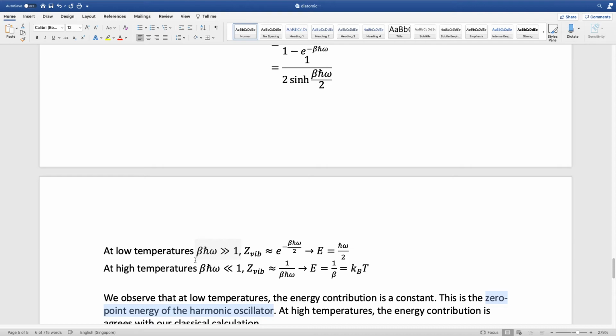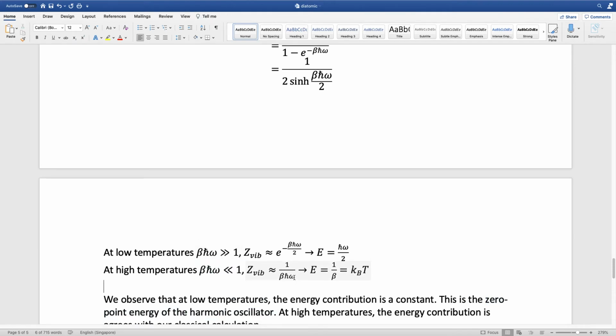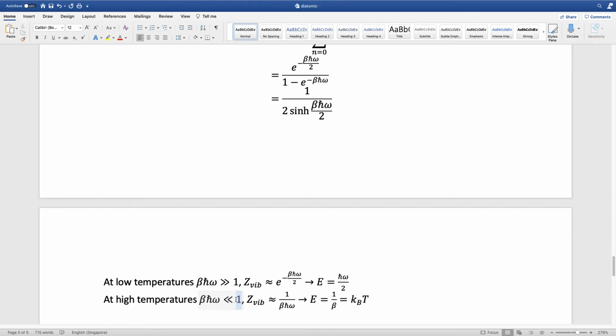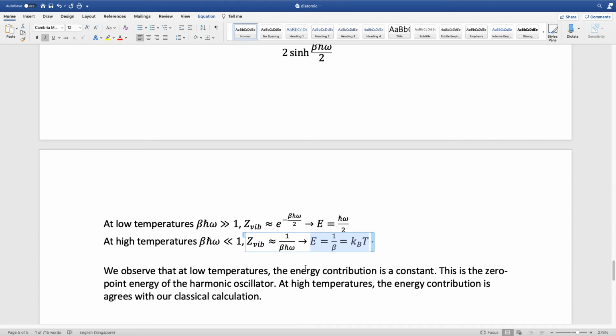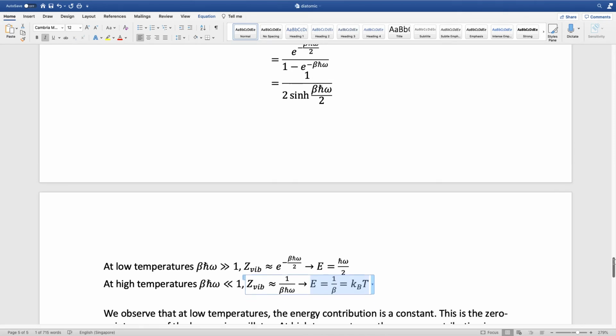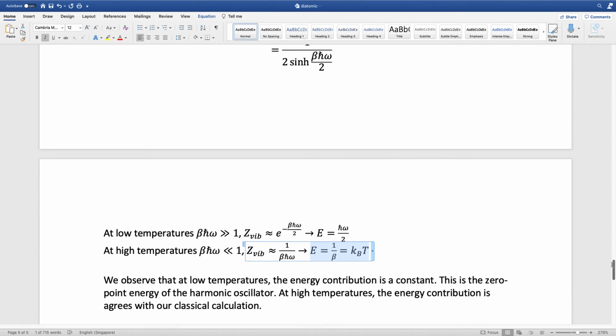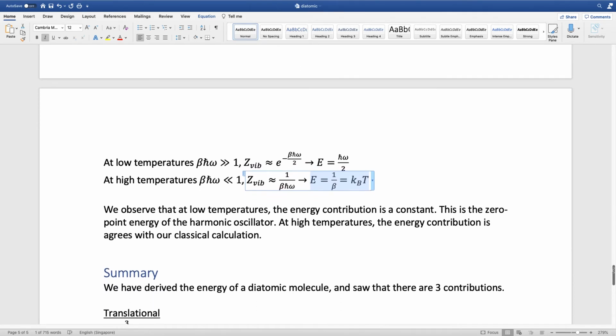However, when we take the high temperature limit, the sinh of this is approximately equal to this thing itself, and that will mean that the vibrational partition function is just 1 over inverse temperature, and so you get that the average energy is kBT, and that reproduces the classical result, and hence at high temperatures we essentially unlock the vibrational modes.